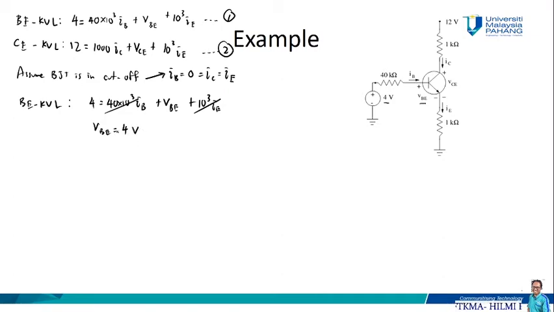And this value, VBE, is larger than 0.7 volt. Therefore, we know that the BJT is not in cut-off region, but instead it is in active region. It is larger than 0.7. So we are going to use VBE equal to 0.7 volt, and we are going to use IB will be larger than 0.